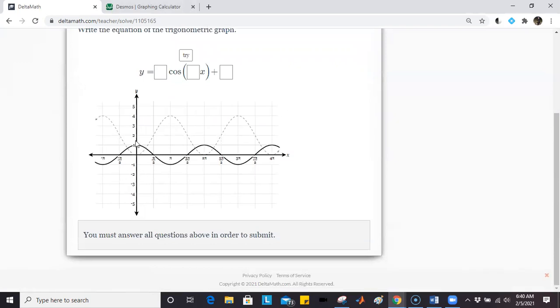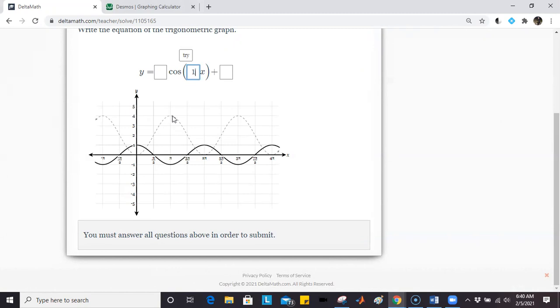Let's check out our period again. So the traditional cosine graph has a period of 2 pi. Now, this dotted line graph, if I look at where it starts at 0, 0 here, it goes up and comes back down at 2 pi. Okay, great. The period is the same. Fabulous. Let's find our amplitude.